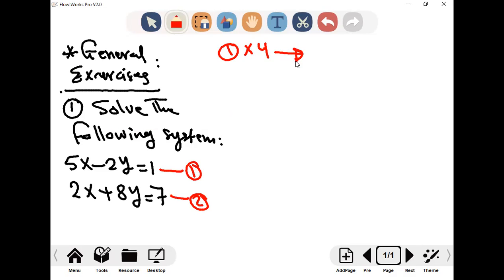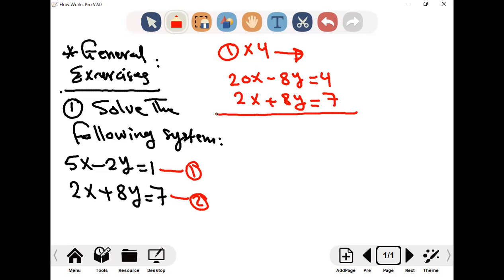Let's multiply. 4 by 5x, 20x, right? 4 by -2, -8y equals 4 by 1, 4. Now, the second equation stays the same because I want the 8y. I don't want to change it. So 2x plus 8y equals 7.